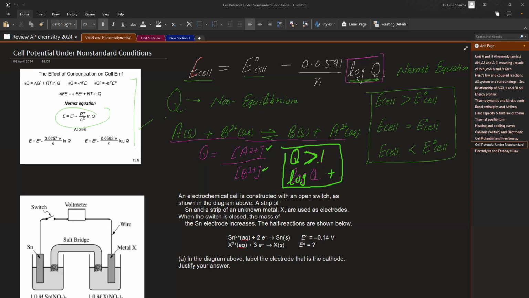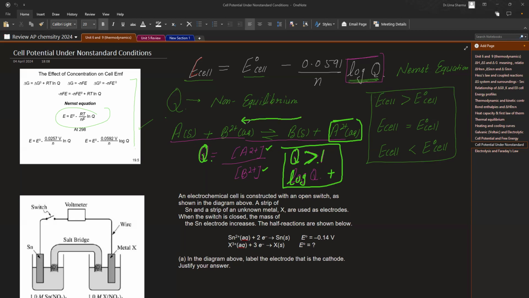Yes, Sushant, what is more? The products are more. If products are more, in that situation, in which direction will the equilibrium shift? This is a non-equilibrium state, right? Q wants to become K. And you're saying Q has more products, so it will shift to the left.